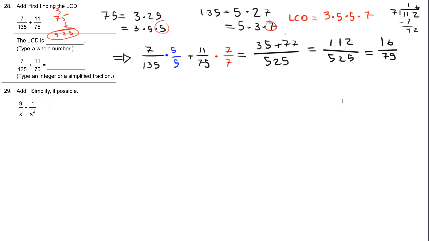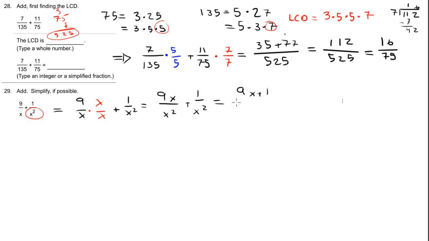Great. Next problem. 9 over x plus 1 over x squared. To solve this, we're again going to have to find a least common denominator. This is a little bit simpler than that last one. Our least common denominator is going to be x squared. So we're going to take 9 over x and multiply the top and the bottom by x. And then we'll have a match. We'll have 9x over x squared plus 1 over x squared. That's 9x plus 1 divided by x squared. Okay.